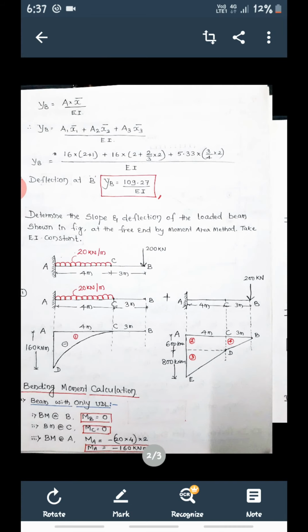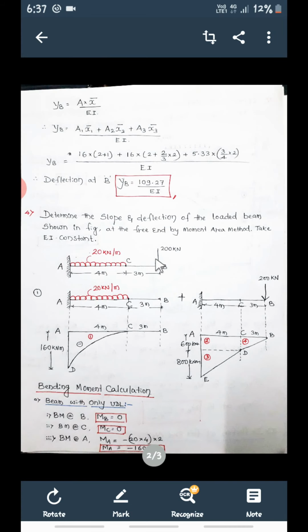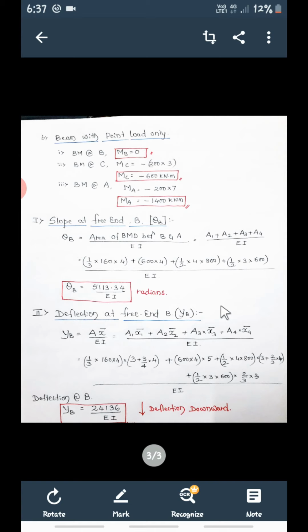This is important: when two different loads are acting, whatever they may be, UDL and point load, or UDL or moment, when the two loads are acting simultaneously on the beam, you have to consider two separate beams and calculate as usual. So these are the two important problems.